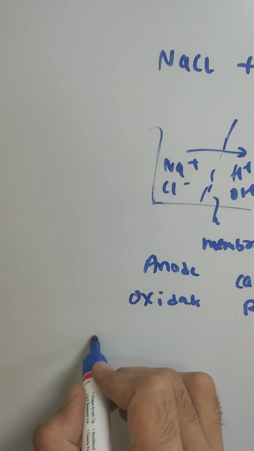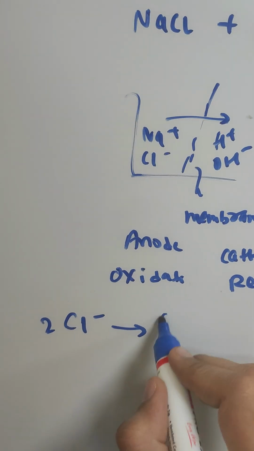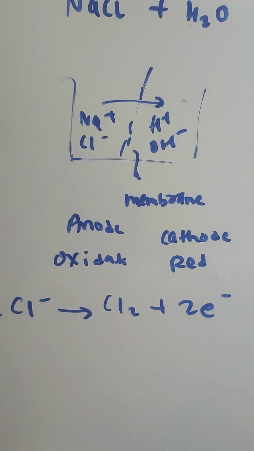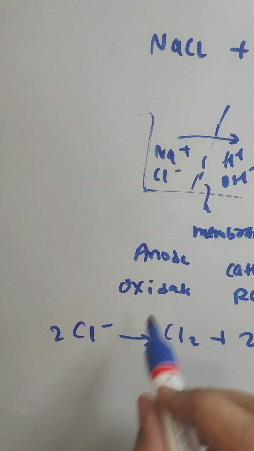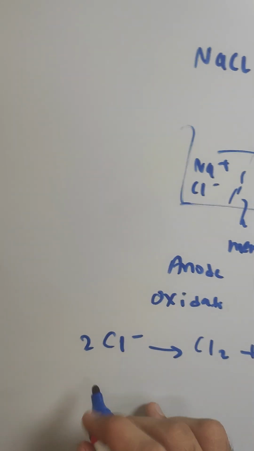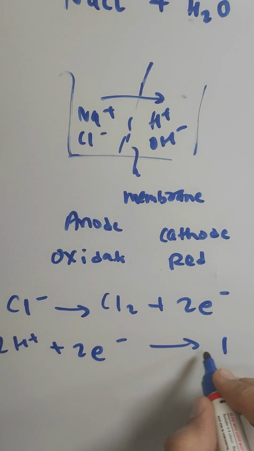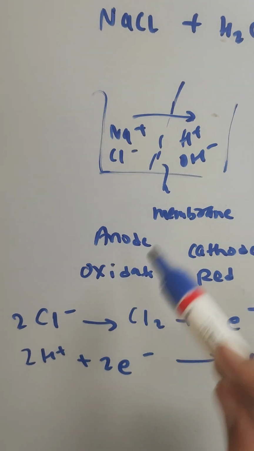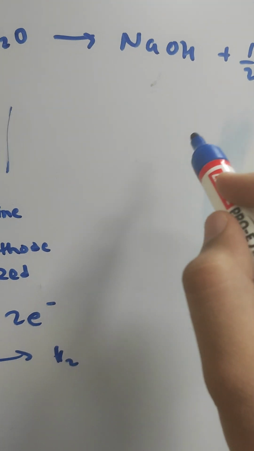So what is the reaction of Cl-? Two Cl- ions combine to form chlorine and 2 electrons are liberated. Similarly, hydrogen is reduced: 2 H+ ions combine with 2 electrons to give hydrogen. So this is the basic reaction. In this video I will tell you what the steps of caustic generation are.